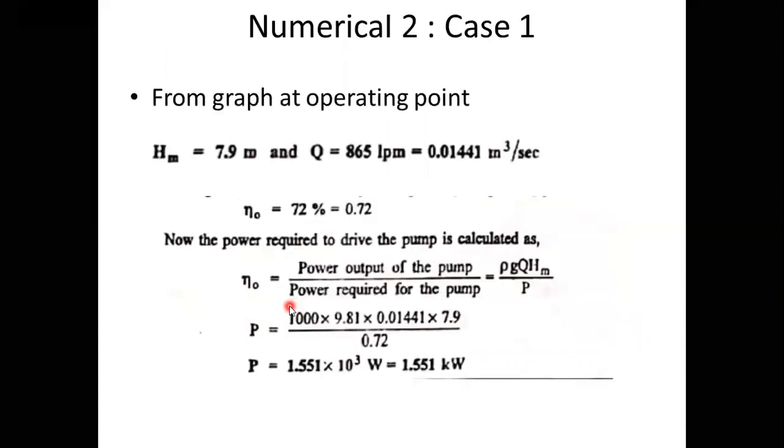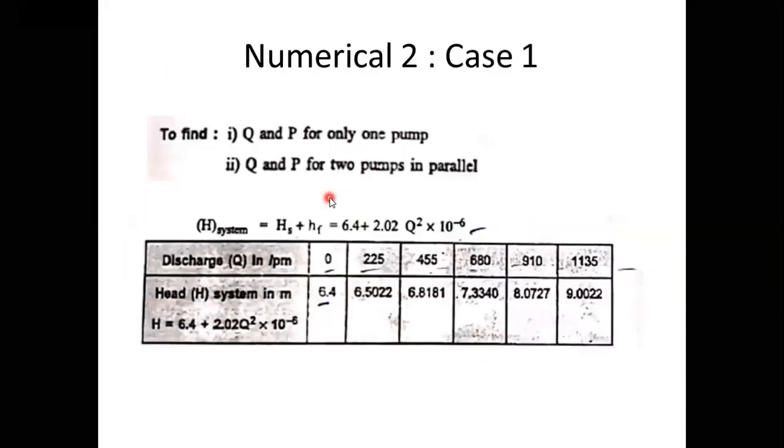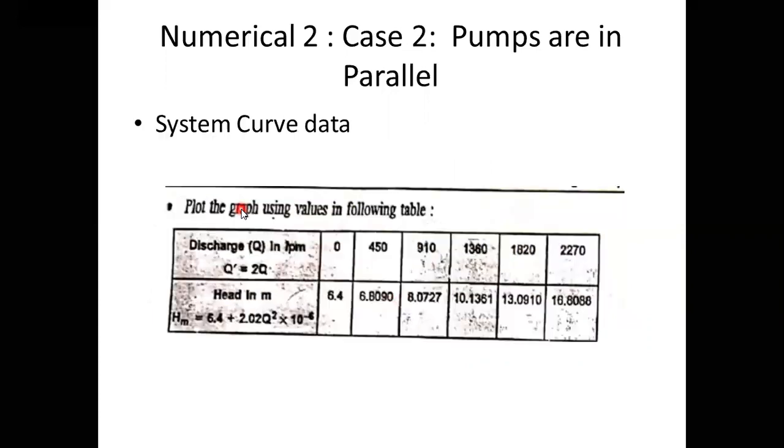The head will be constant for the pump values. There is no change because in parallel combination head is not going to change. So initially it is 12.7, 12.5. Similarly, in this case also you are getting the same head because in parallel combination only discharge will get changed. Head is not going to change. So this is the curve for the pump, or these are the values for the pump that is supplied by the manufacturer.